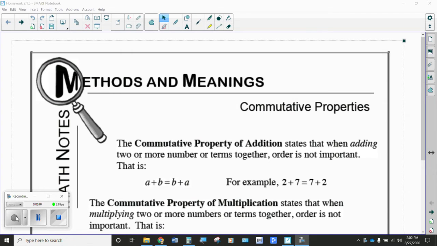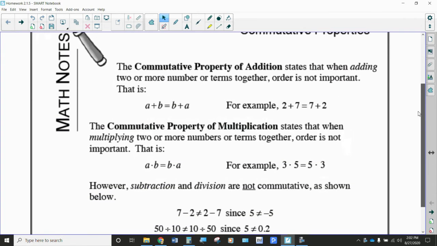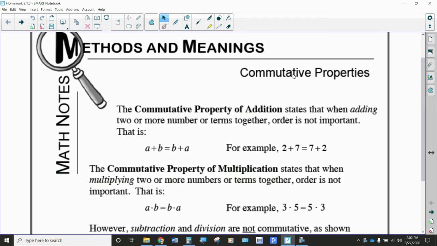Great, let's take a look at our M&Ms for our homework for 2.1.5. This particular M&M is telling you about the commutative property of both addition and multiplication. Basically, this property is just telling you that you can rearrange the order of the terms in your expressions and it will not change the value when you are adding them together.